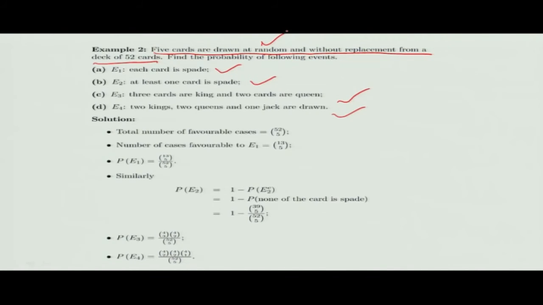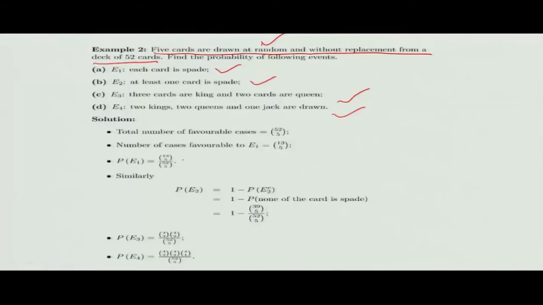So the probability of any event would be the number of cases favorable to E divided by the total number of cases. So let's look at the probability of E1. What is the total number of cases? Because 5 cards are drawn at random and there is no repetition, that can be done in 52 choose 5 ways. So 5 cards can be drawn from 52 cards in 52 choose 5 ways. Number of cases favorable to E1: E1 says I want each card to be a spade. So that means I want all the 5 cards from the collection of 13 spade cards. That can be done in 13 choose 5 ways. So the probability of E1 is the number of cases favorable to E1, which is 13 choose 5, divided by the total number of cases, which is 52 choose 5.